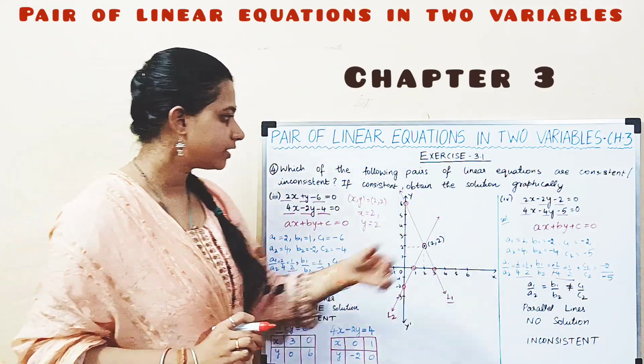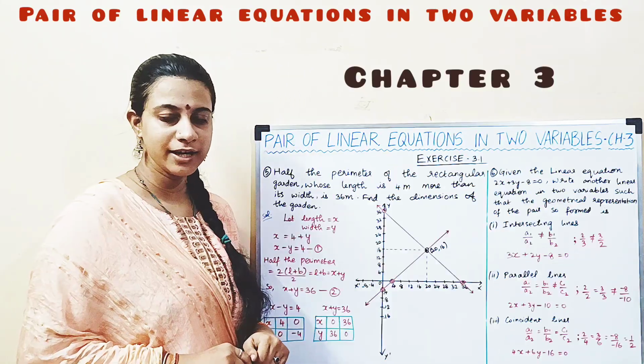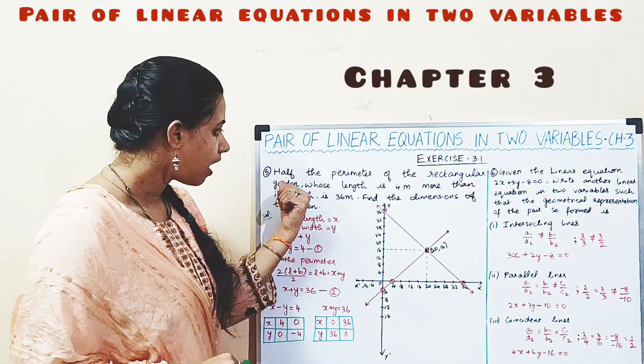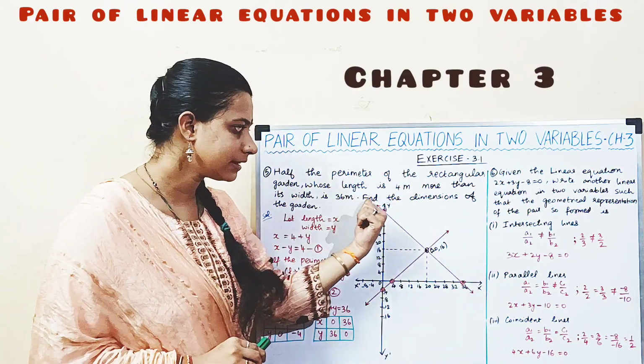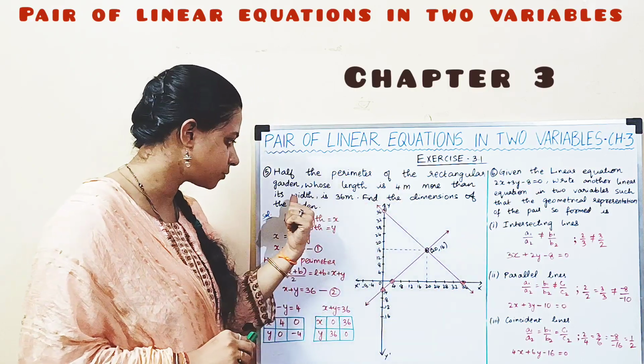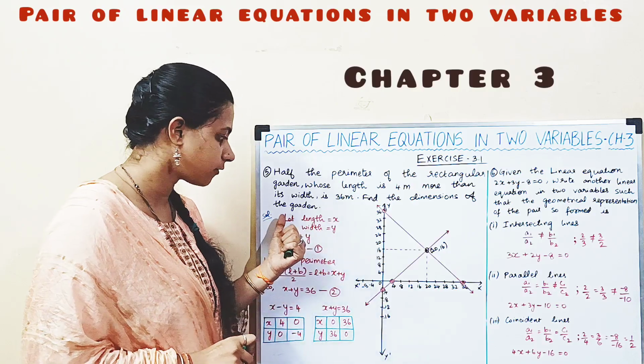Okay. With this subdivision, we are completing the fourth question. Now let's move on to the fifth one. Now in the fifth question, it is asked that half the perimeter of the rectangular garden, whose length is 4 meter more than its width, is 36 meter. Find the dimensions of the garden.